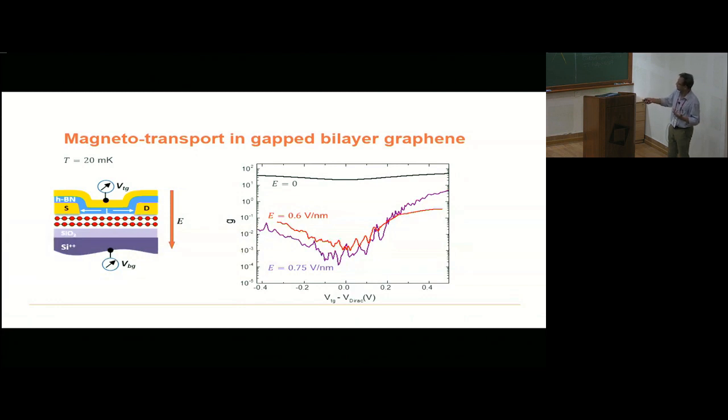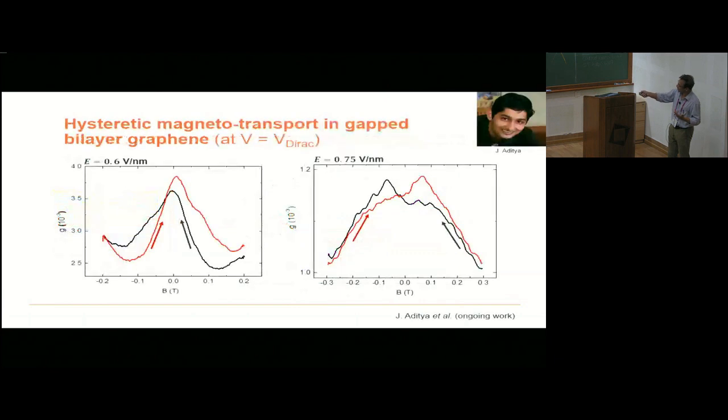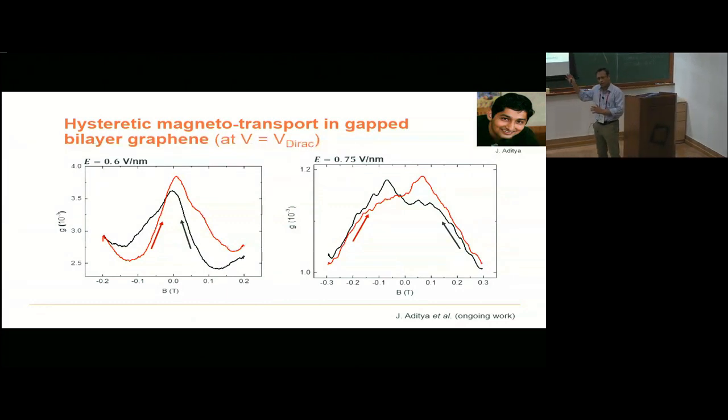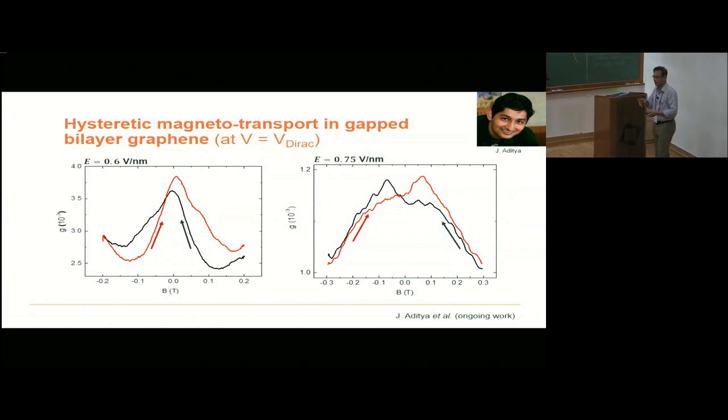And if I do magnetic field sweeps, you can see strong hysteresis generating in the conductance versus magnetic field result. These hystereses are particularly strong close to the zero magnetic field region, again similar to what we have seen in the case of single layer graphene. Open question, this is ongoing work. I just wanted to flash the slide in case someone has an idea.